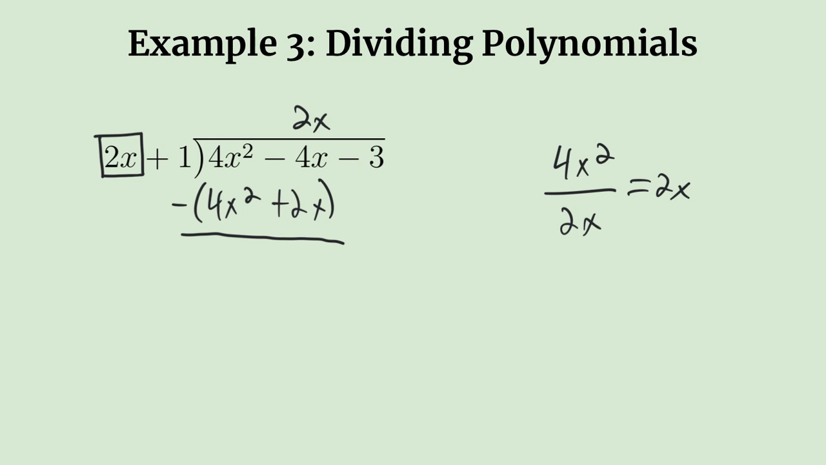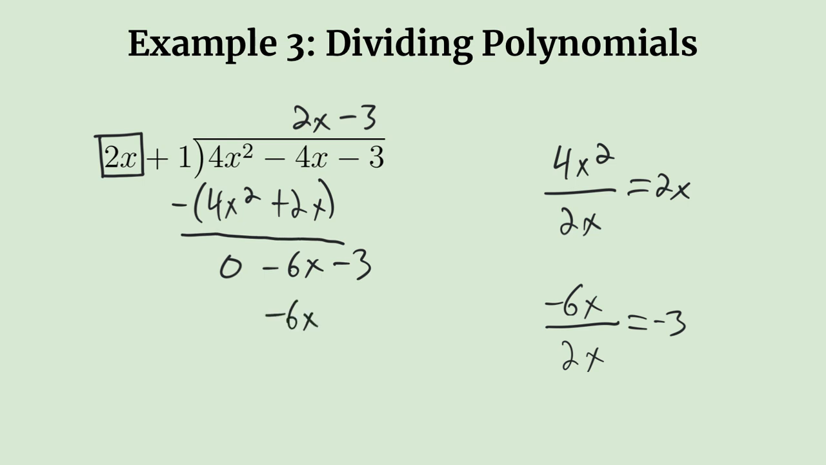4x squared minus 4x squared is 0. Negative 4x minus 2x would get you a negative 6x and bring the negative 3 down. Now we're doing 2x into negative 6x, which is the same to say negative 6x divided by 2x, which would be negative 3. Negative 3 times 2x is negative 6x. Negative 3 times 1 is negative 3. And we are subtracting these together.